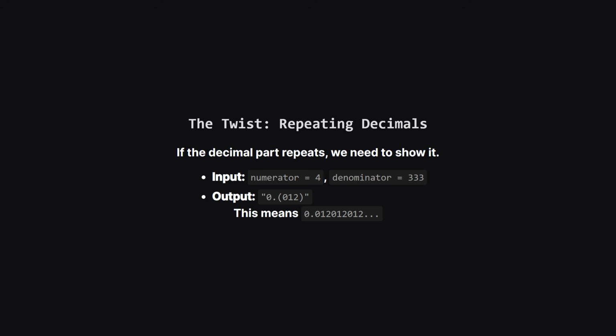Here's the tricky part. What if the fraction results in a repeating decimal? Like 4 divided by 333. The result is 0.012, 012, and so on forever. The problem asks us to find that repeating part and put it inside parentheses. So that's our main challenge. How do we detect a repeating cycle?